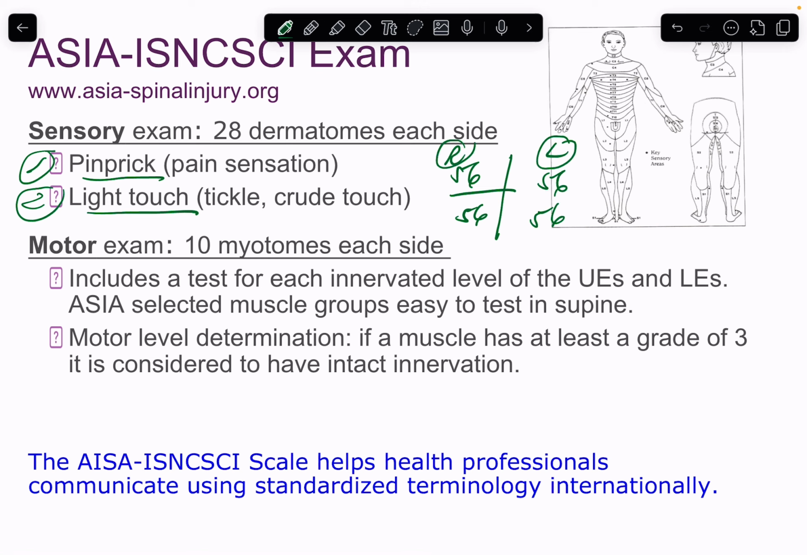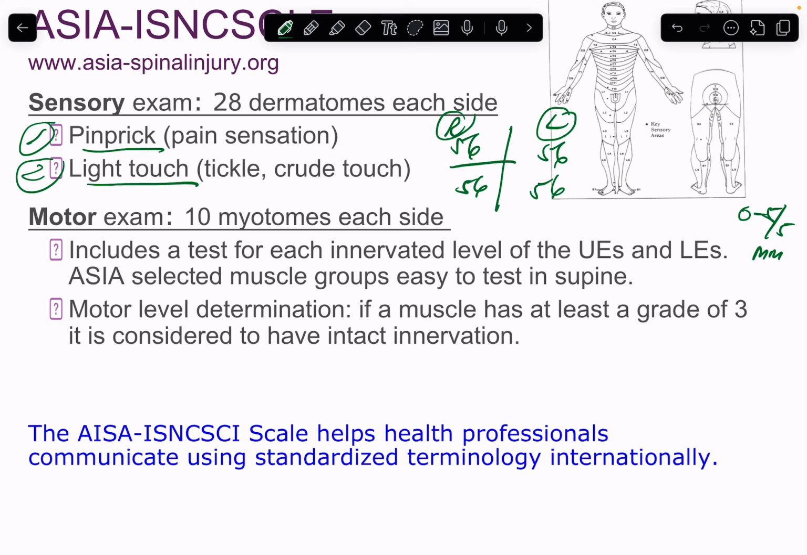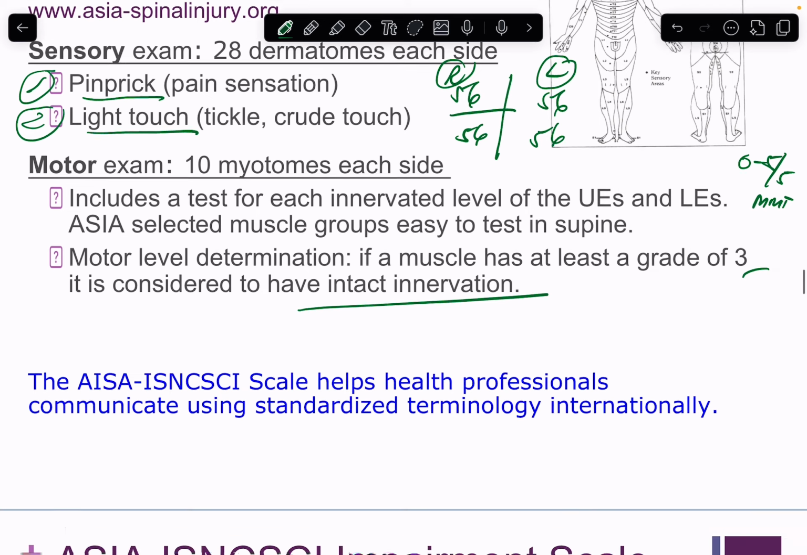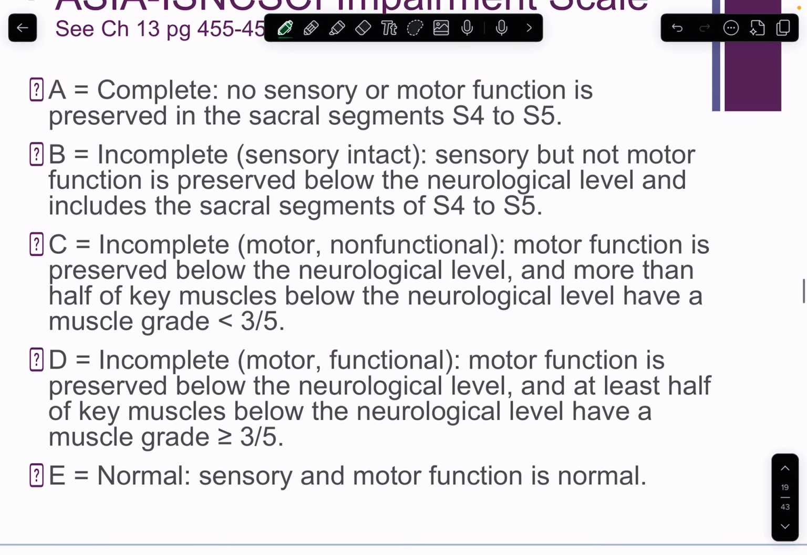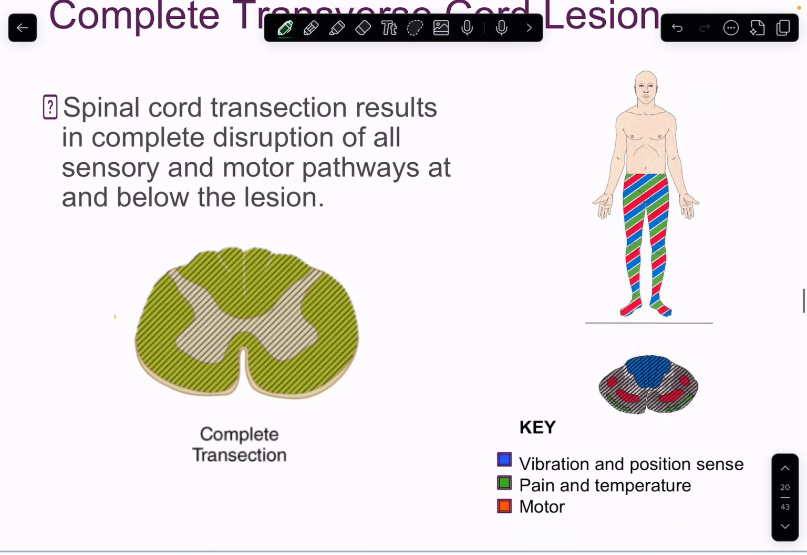With the 10 myotomes on each side for the motor exam, remember you grade it from 0 to 5 out of 5 MMT. It includes a test for each innervated level of the upper extremity and lower extremity. So there are 10 myotomes on each side. For the motor level determination, if a muscle has at least a grade of 3, then you can consider that to have an intact innervation. We're not going to discuss that anymore. We have already talked about that.